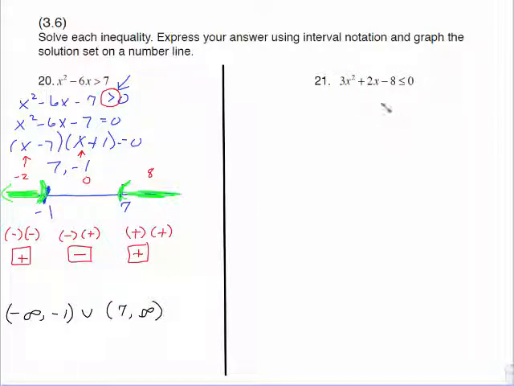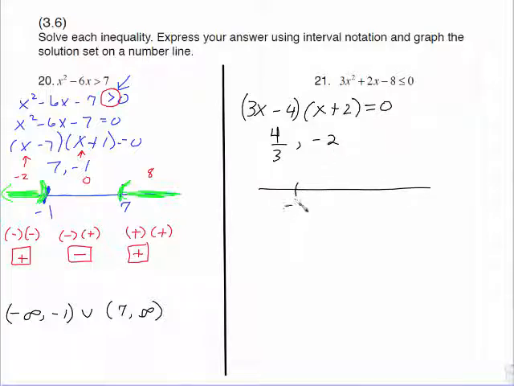So same process over here. The factoring is just a little more involved. I'm just going to tell you what it is. It's 3x minus 4 times x plus 2. You can go back on your own and factor that whatever way you want. So I'm pretending it's equal to 0. And when I solve this, it's going to give me these points, 4/3 and negative 2. Put those on the number line. I didn't mean to make that look like a curve. So there's my two numbers.